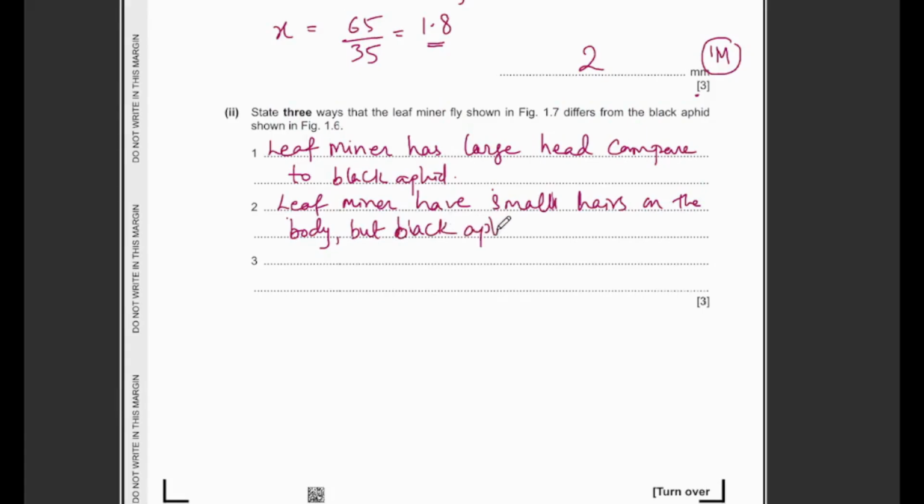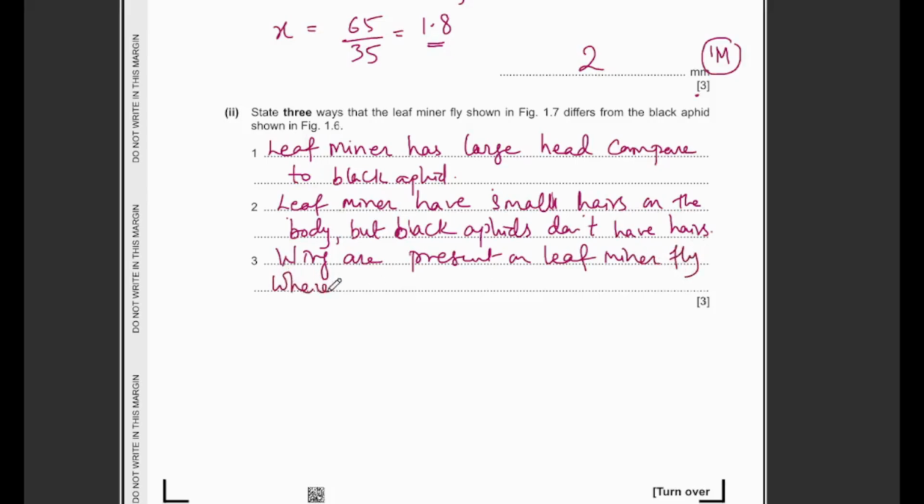But black aphids don't have hairs. Okay, the third and very important one will be, let's see, with compound eye we will mention, or wings. Okay, wings are present on leaf miner fly, whereas black aphid don't have wings. Done. This is what we have, 3 points with this comparison.